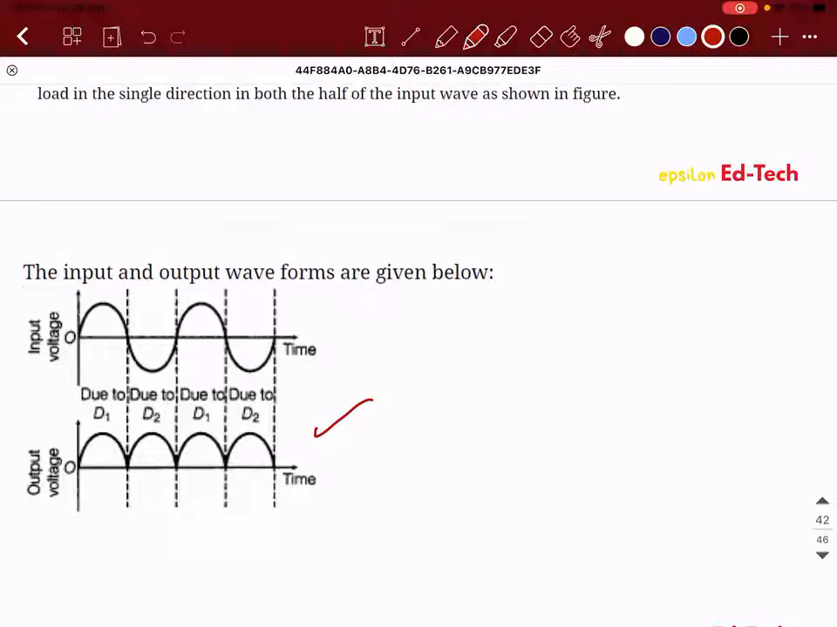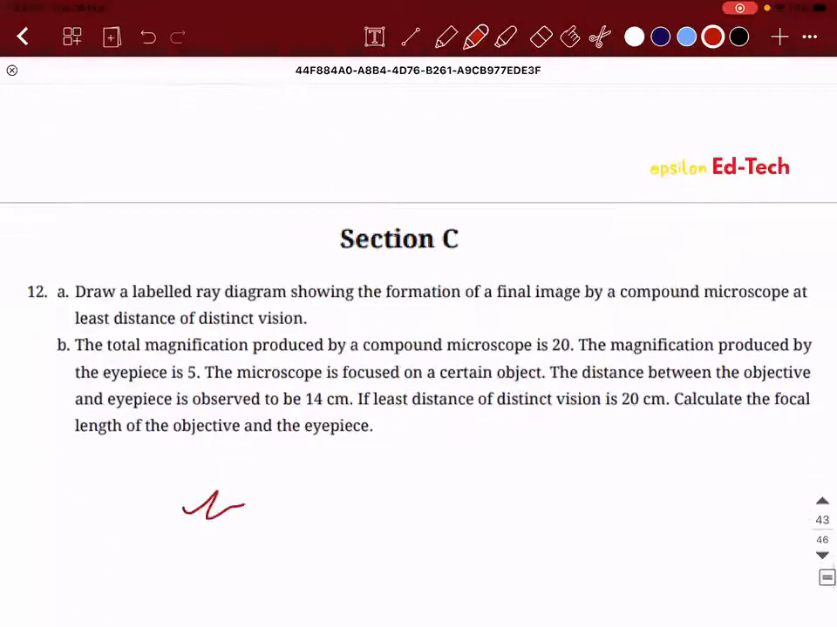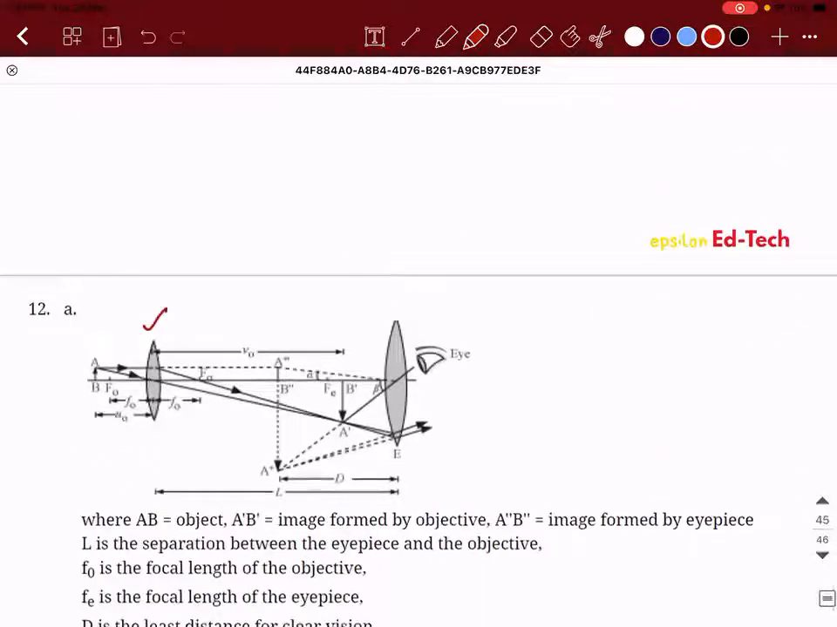Okay, and the last question is: draw a labeled ray diagram showing the formation of the final image by a compound microscope at the least distance of distinct vision. So how will it be? You will have an objective and an eyepiece. An object is placed beyond the focus, and the first image formed by the first lens will act as the object for the second lens. For you to get the image at the least distance of distinct vision, what should happen?